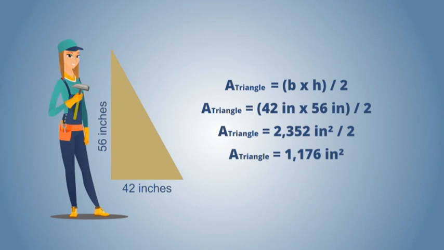Using our formula, area equals base times height over 2, and plugging our values, we get area equals 42 inches times 56 inches over 2. That's area equals 2,352 square inches over 2, which gives us the area of the triangle, 1,176 square inches.